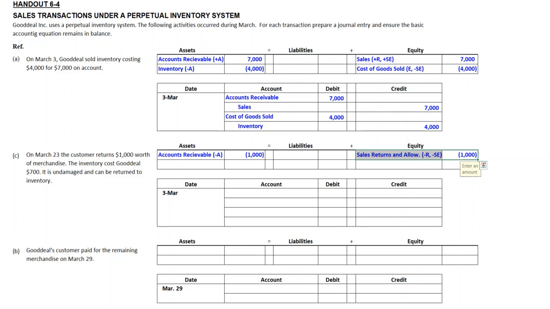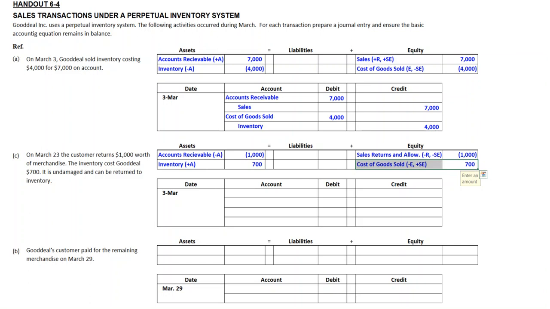At the same time, they've given us back inventory that we can put back into stock. And because it's undamaged and we can put it back into stock, we will increase inventory by $700. And we will reduce our cost of goods sold associated with the sale by that same $700. Of course, if the inventory was damaged and couldn't be resold, we wouldn't have this second part of the entry.